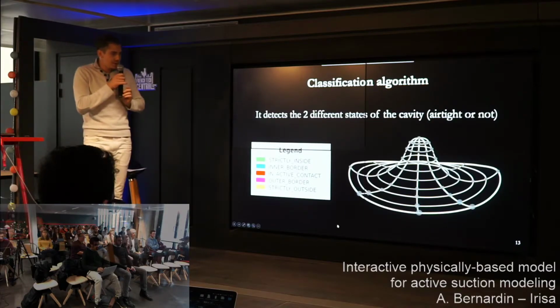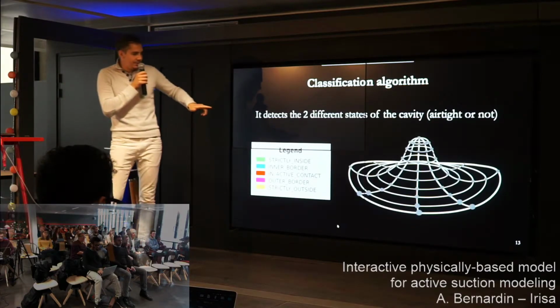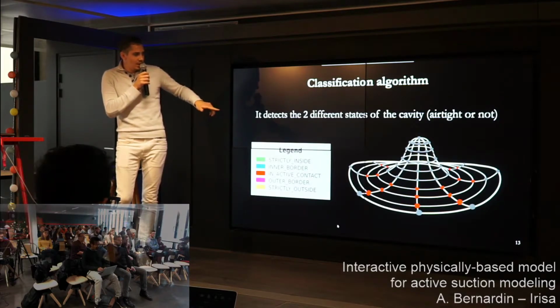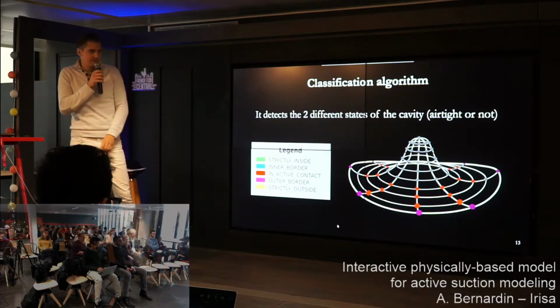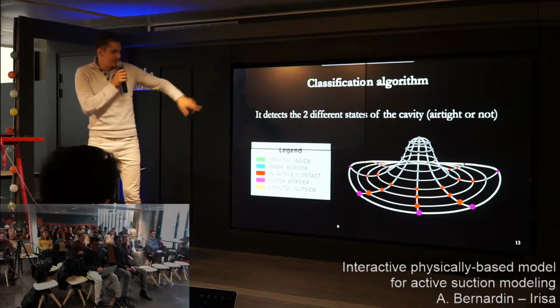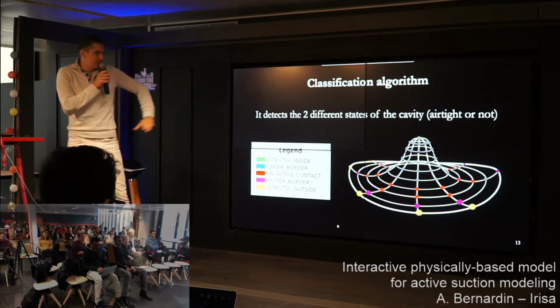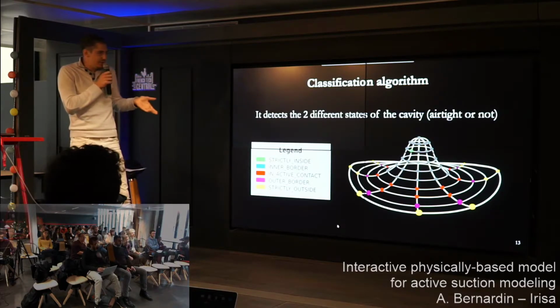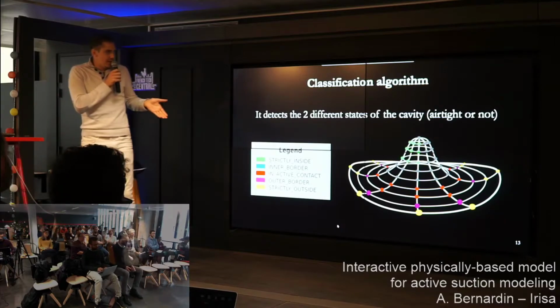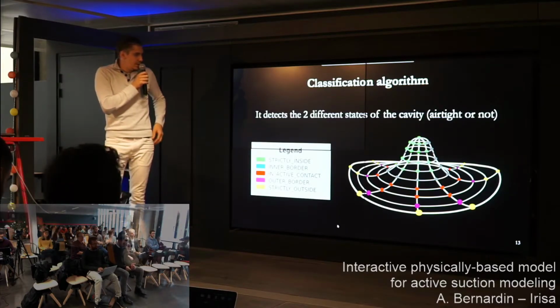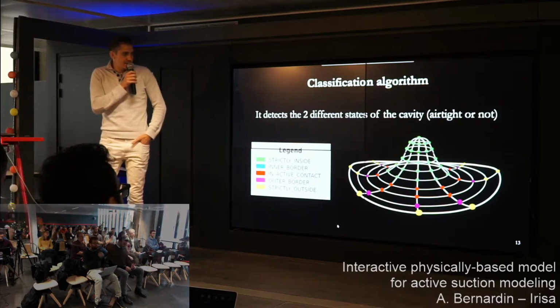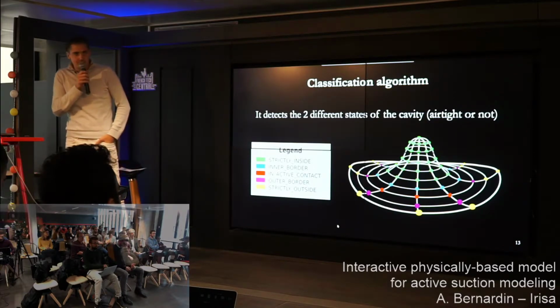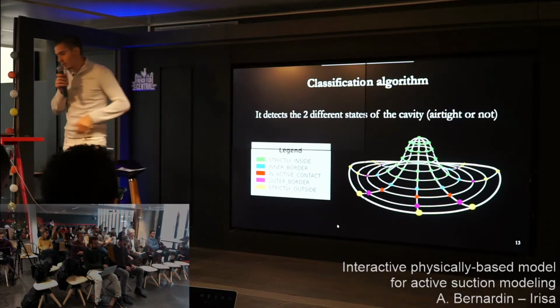So first, we classify the contact points thanks to the narrow phase collision detection. We have a guess of the inner border. We move this outer border from the inside, so it's a bit similar to the seed fill algorithm. And then by detection, we can find the cavities, so the airtight cavities of the suction cups.